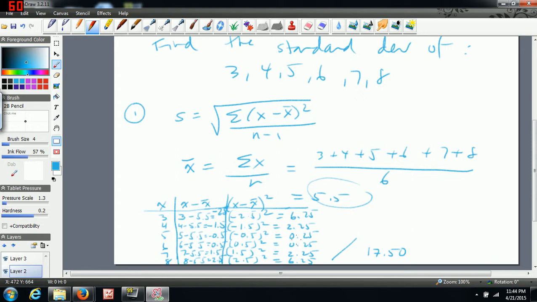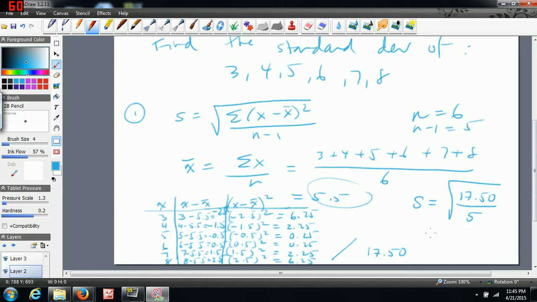So we squared those values and we got our x minus x bar values all squared. And then we could figure out the sum of all those values by adding everything up. So once you get this, now you can just go ahead and plug it into your standard deviation formula. So you just get 17.5 divided by n minus 1. So how many values do you have? In this question, you have 6 values, so n minus 1 would be equal to 5.